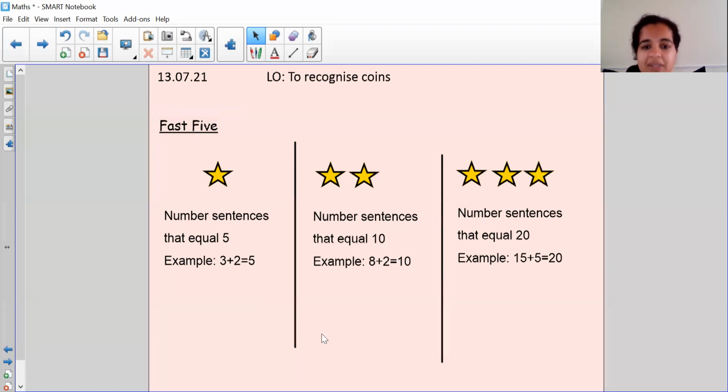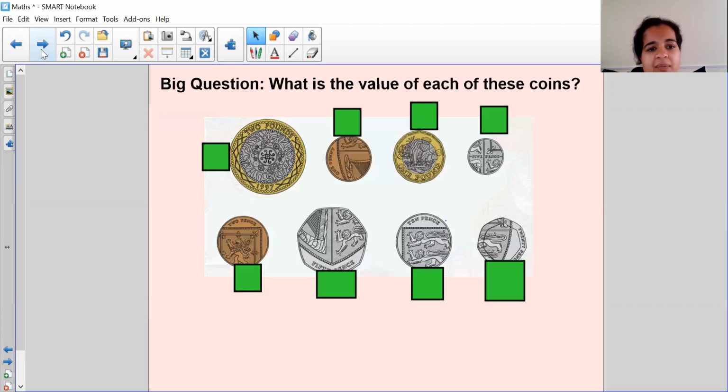So pause the video and have a go. And when you are done, count and see if you've got all the number sentences and double check your answers. All right, so that should take you about 5 minutes. So pause the video now, take 5 minutes to do that. And then we'll move on with our learning for today.